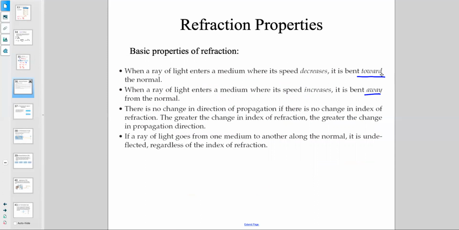If the ray of light goes from one medium to another along the normal, then it will not be affected at all. It's not going to have any change in the direction. So let me show you what I mean.